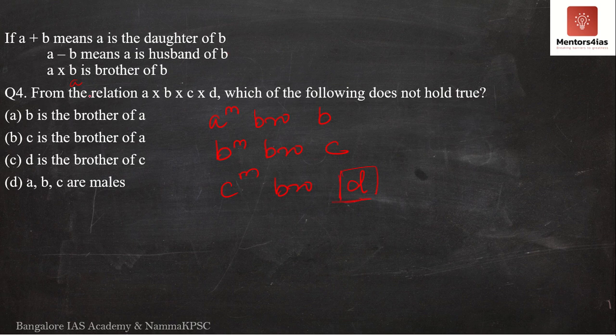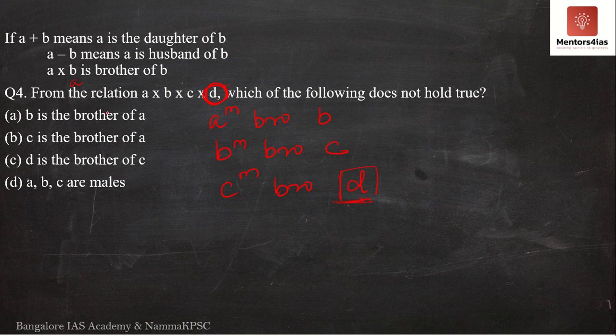Please remember, always in these kinds of problems, the gender of the last person cannot be determined. You always have to keep this in mind. The gender of the last person cannot be determined, whereas the gender of all the other persons previous to him or her can be determined. So in this particular case, the gender of D cannot be determined. D could be the brother or D could also be the sister. So based on this, we have to identify the correct option.